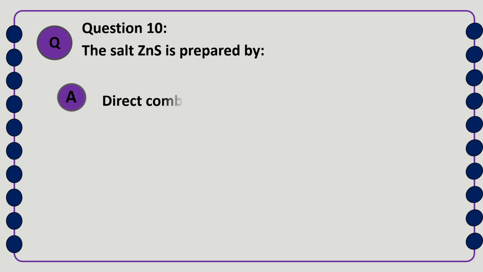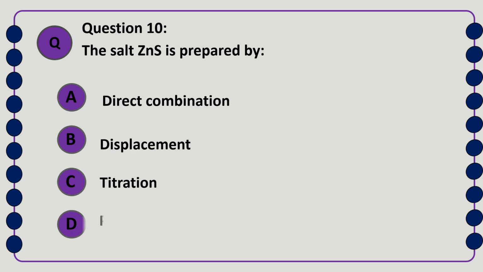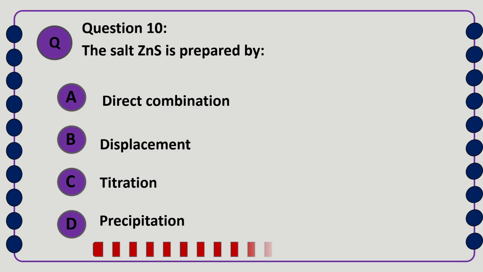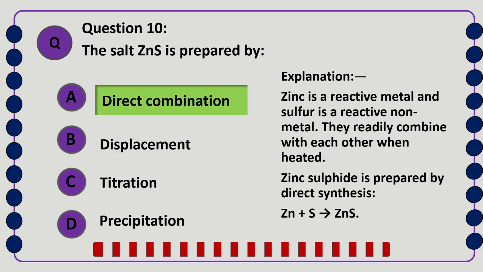The salt zinc sulfide is prepared by direct combination, displacement, titration, precipitation. The correct option is direct combination. Zinc is a reactive metal and sulfur is a reactive non-metal. They readily combine with each other when heated. Zinc sulfide is prepared by direct synthesis or direct combination. You can see on the screen, Zn plus S gives ZnS.